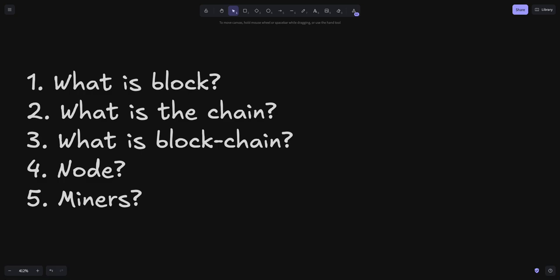And today we will be talking about what is a block, what is a chain, and hence what's a blockchain, nodes, and miners. These are very basic building blocks of this entire blockchain thing, right? So we will go through each and everything of it.